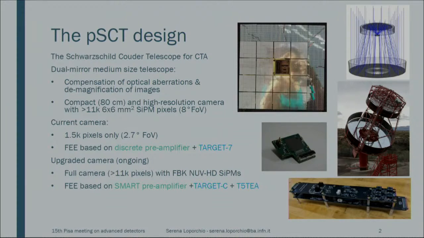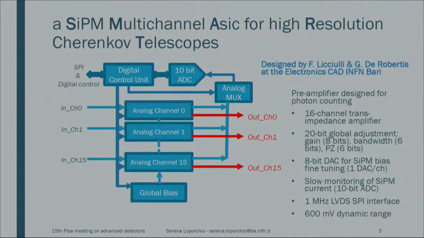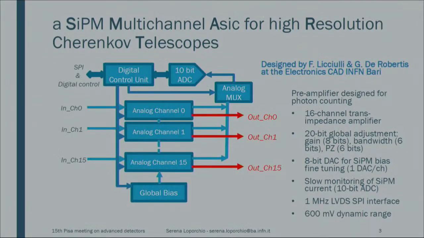An upgrade of the camera is foreseen in the upcoming future, and this will include the equipment of the full camera for a total of more than 11,000 pixels, and each one of these pixels will be FBK NUV-HD silicon photomultipliers. And the front-end electronics will also be upgraded, and it will include the SMART preamplifier and the TARGET C and T5TEA for the sampling, digitization, and trigger generation.